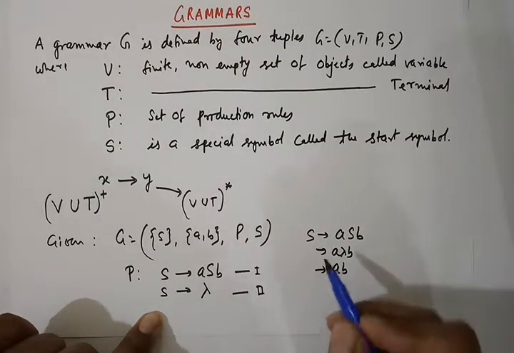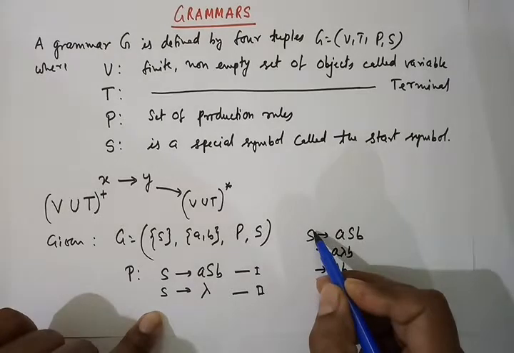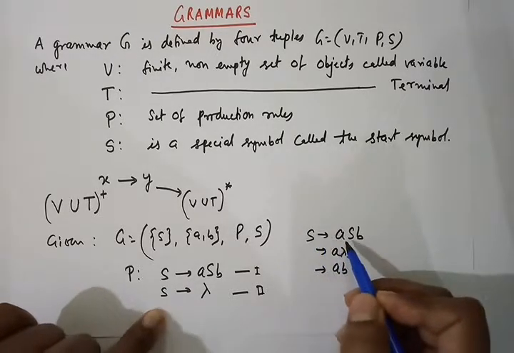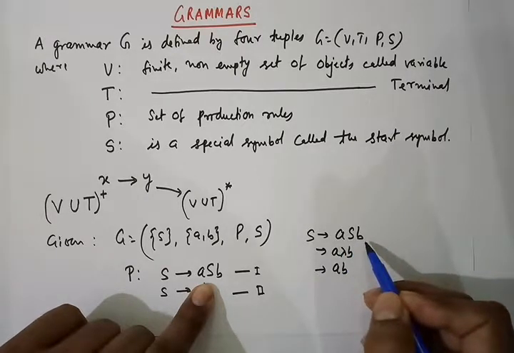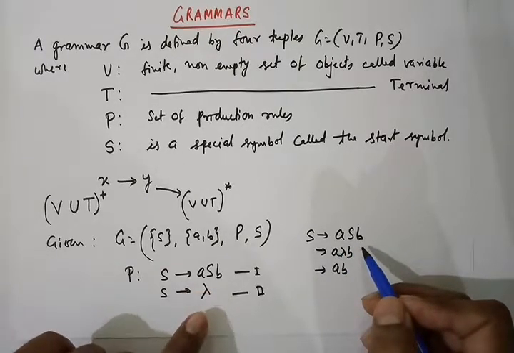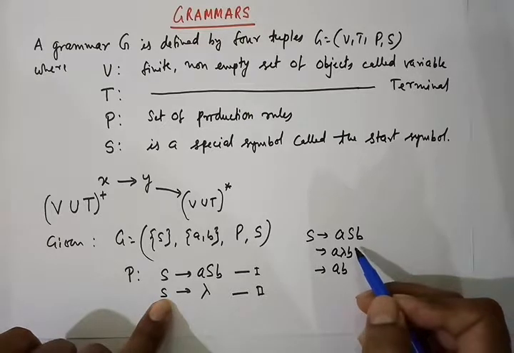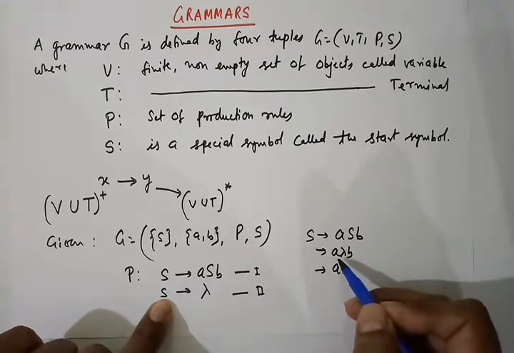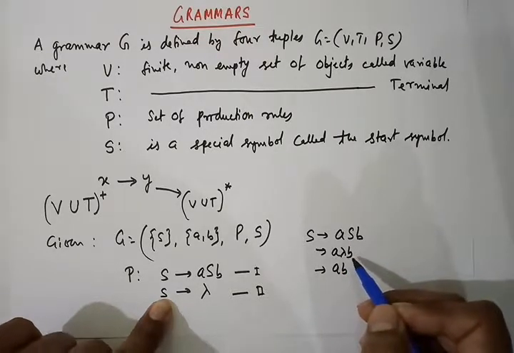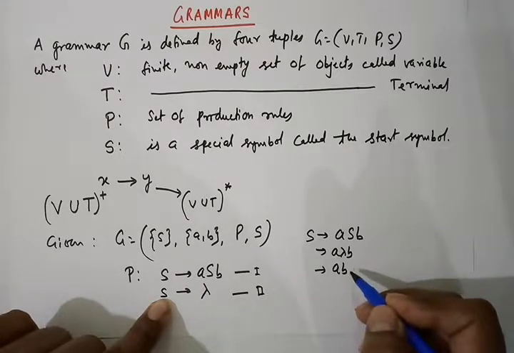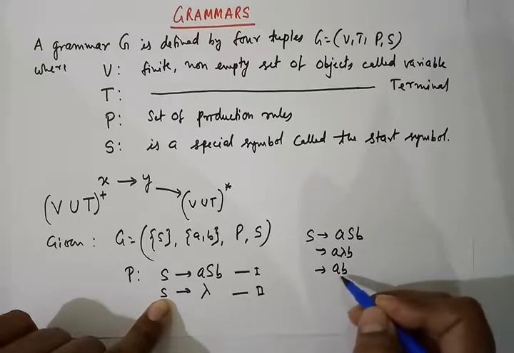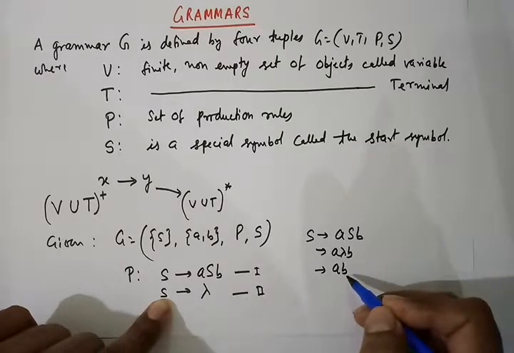First of all, starting from the start symbol S, we take the production rule 1. So S can derive ASB. Now again, we apply the production rule 2. So this S becomes null. So A null B. And we know the concatenation of any symbol with null results in the same symbol. So AB can be derived by this grammar.